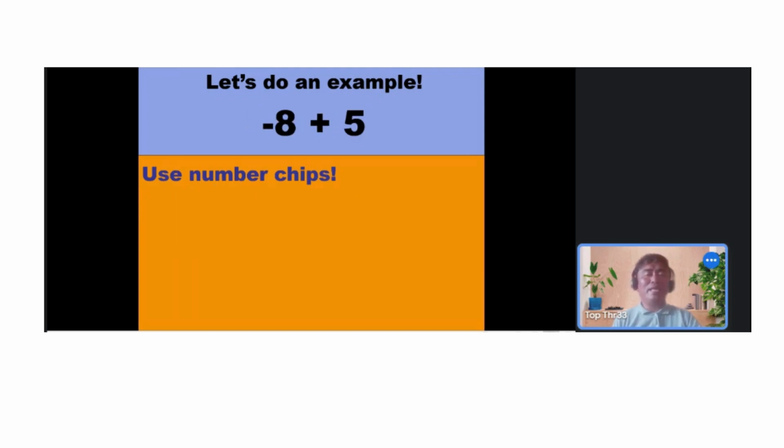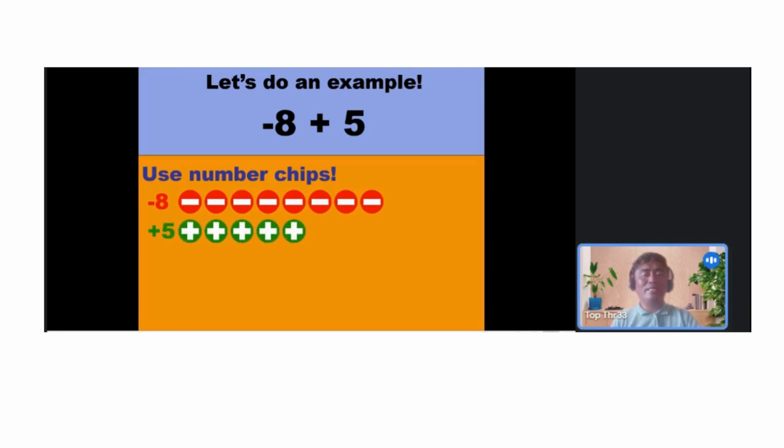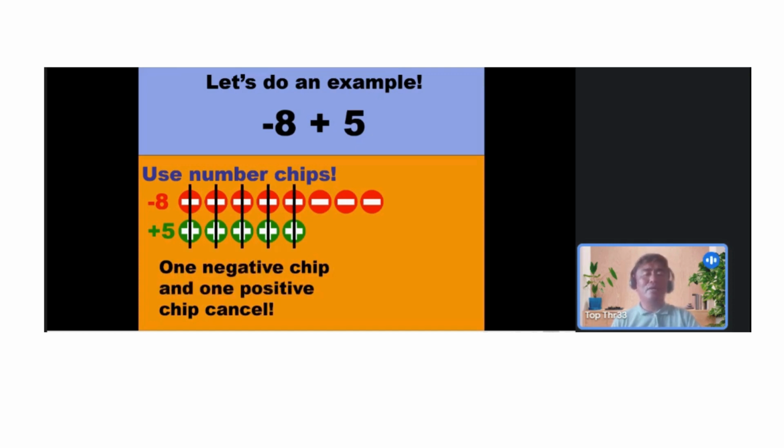Another example, negative 8 plus positive 5. We write negative 8 as 8 negative chips and positive 5 as 5 positive chips and cancel chips with opposite signs. Count the number of the remaining chips, and that is the final answer, negative 3.